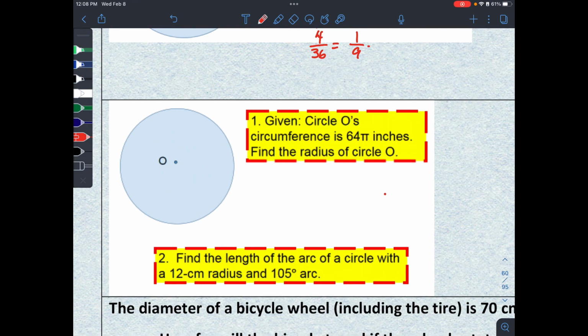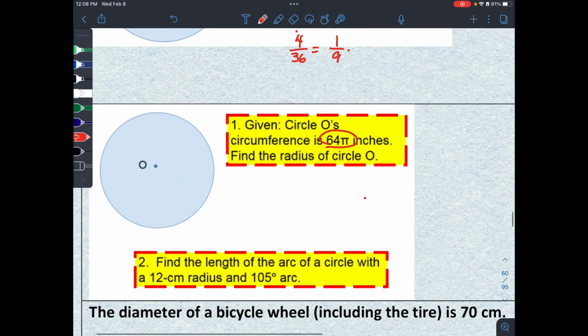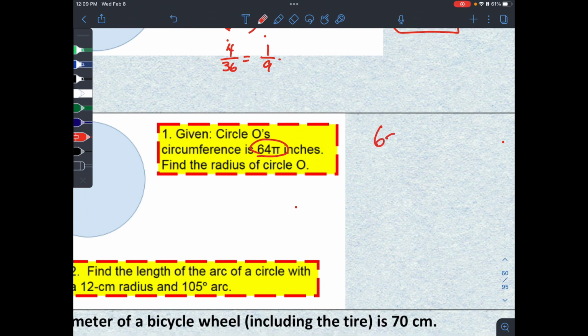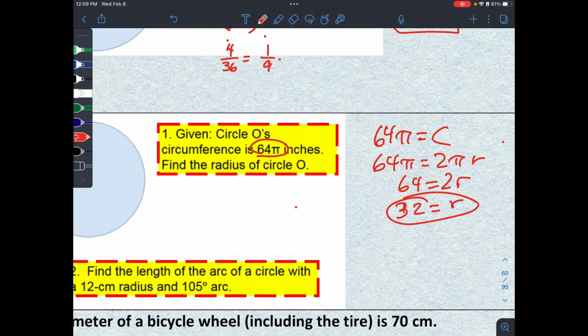Find the circle's radius if the circumference is 64 pi. So we're working backwards here. 64 pi is the circumference, so 64 pi is equal to 2 pi r. If I divide by pi, that cancels the pi's. If I divide by 2, I get 32. So there's my radius, 32 inches.